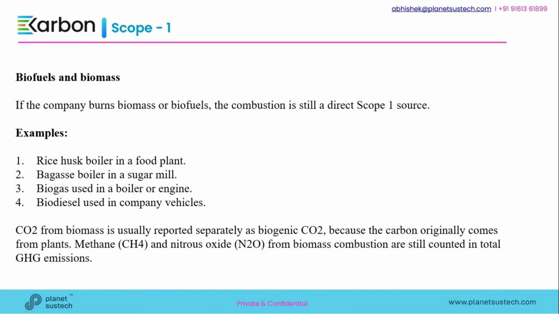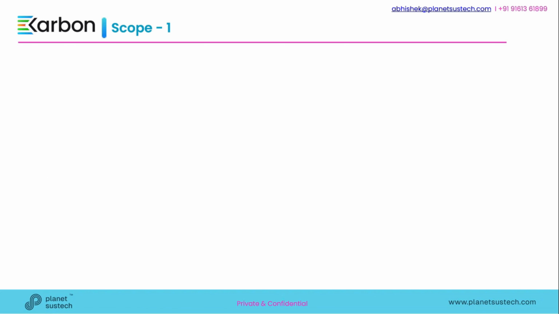Carbon dioxide from biomass is usually reported separately as biogenic carbon dioxide, because the carbon originally comes from plants. Methane and nitrous oxide from biomass combustion are still counted in total GHG emissions.